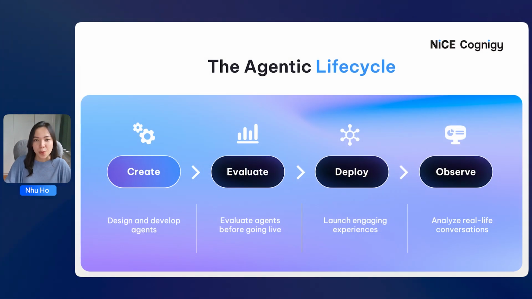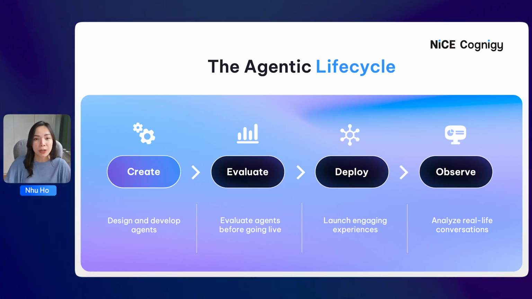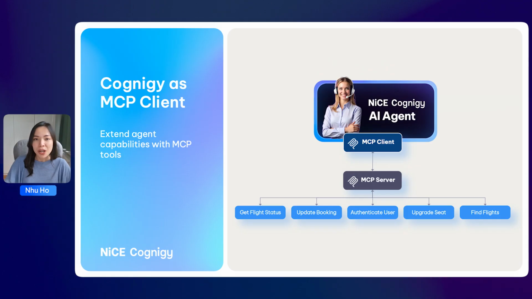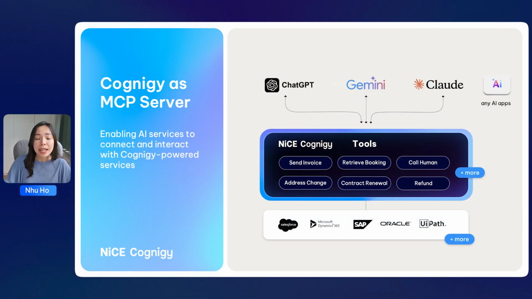Starting with agent creation, we are kicking things off with one of the hottest topics in AI today, agentic AI and tooling. Specifically, we'll look at how NiCE Cognigy is adopting the Model Context Protocol to connect AI agents with broader ecosystems. As many of you know, Cognigy already acts as an MCP client, enabling AI agents to call and execute external tools hosted on MCP servers. With our latest updates, we are taking this a step further by introducing the new Cognigy MCP server, which allows external AI systems to directly access Cognigy-powered capabilities.